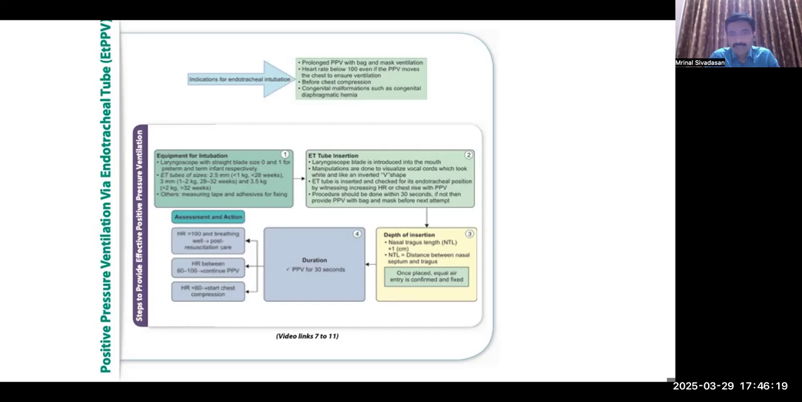The endotracheal tube insertion: the laryngoscope blade is introduced into the mouth and manipulation is done to visualize the vocal cord. The endotracheal tube is inserted and checked for its position, by witnessing the increased heart rate or chest rise with positive pressure ventilation. The procedure should be done within 30 seconds. Endotracheal intubation should be done within 20 to 30 seconds.